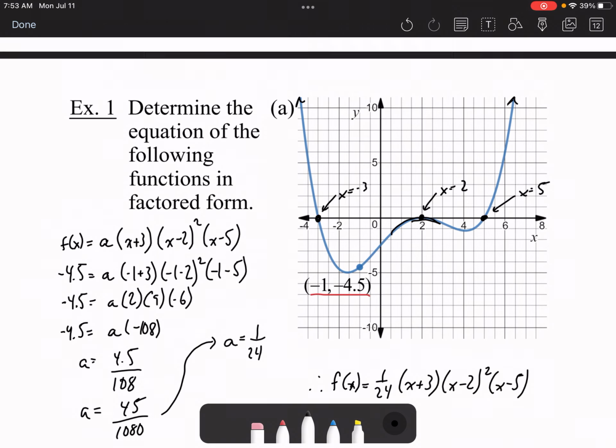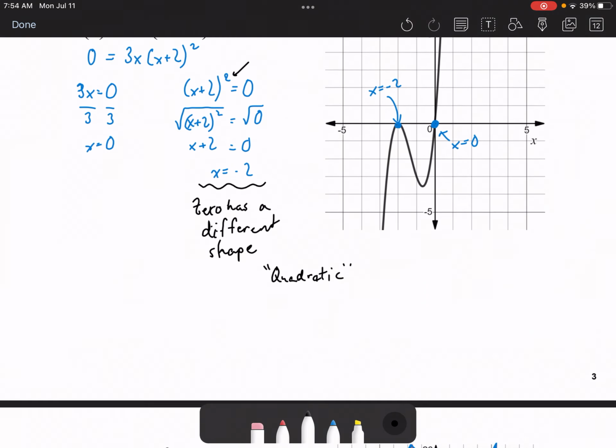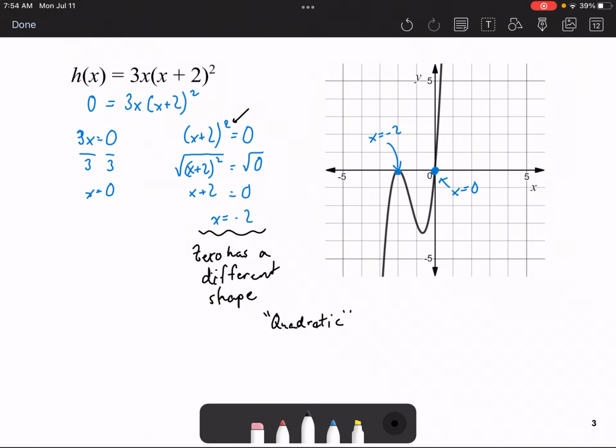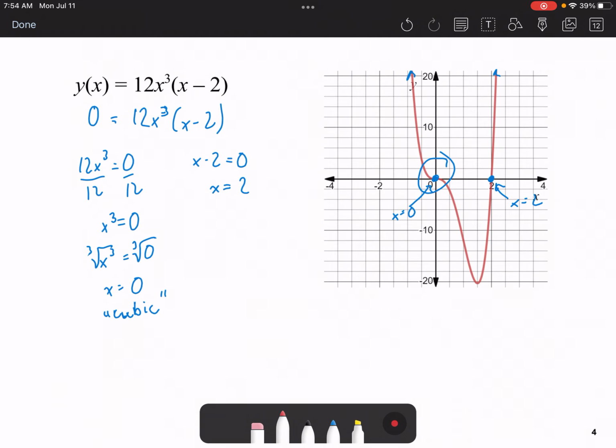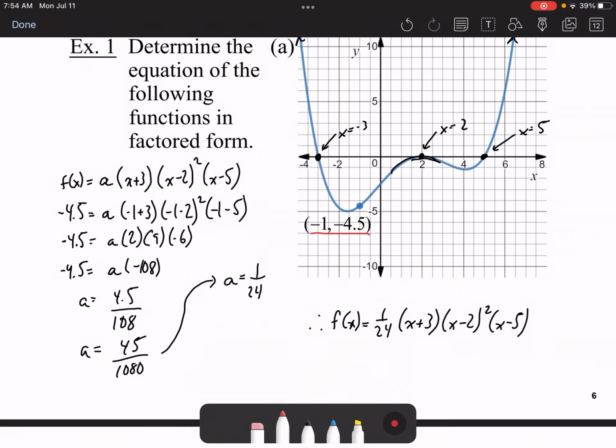Now another way of expressing some of these zeros, instead of it being quadratic or cubic or linear, sometimes they call these order 1. This one has an order of 2, because of the exponent being 2, and this one they call order 3. So you can use those terms as well. Okay, so let's go back to our examples.